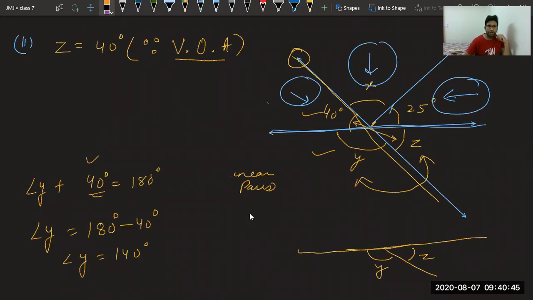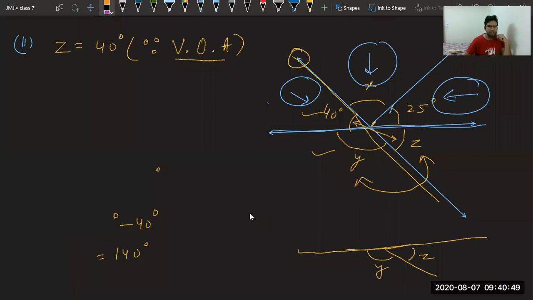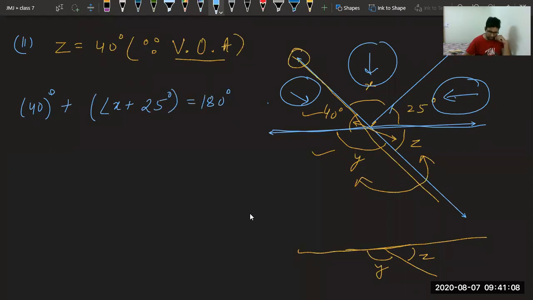Now we are going to find x. It is very easy, beta. We just need to understand the properties properly and we can solve any question. Now see, we can say 40 degree plus angle x plus 25 degree forms 180 degree. Sir, we can also find this by protractor. No beta, no protractor. If you find it by protractor, it will be wrong. Just find it by solution.